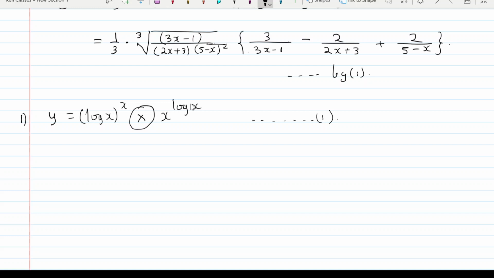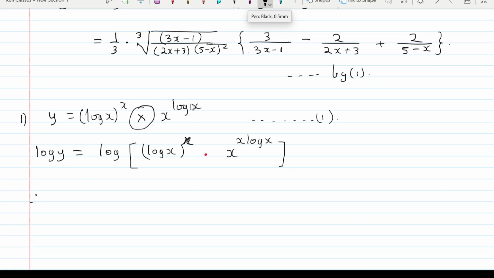So this is equation 1, and so log y is equal to log of log x raised to x into x raised to log x. Now I normally won't write this into sign like this because it creates confusion that it is x sec. So we don't want to keep that like this, as a direct dot. Okay?